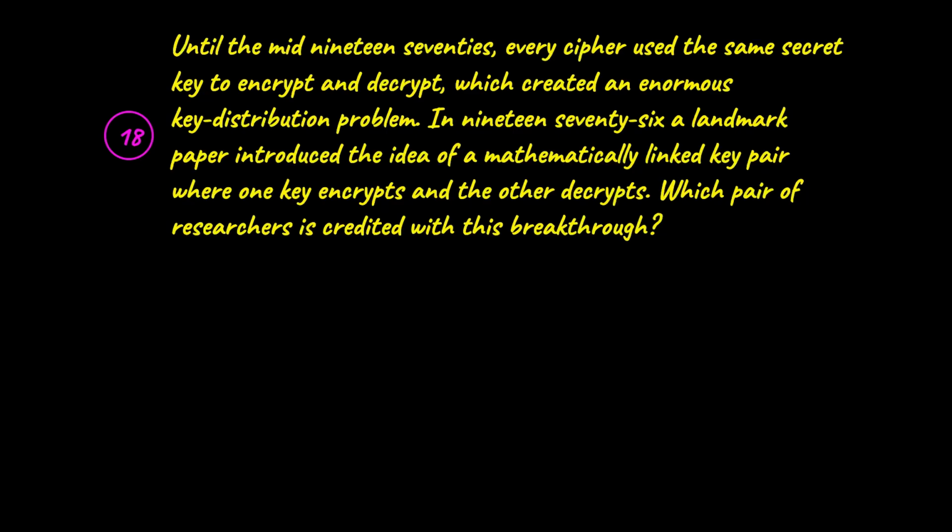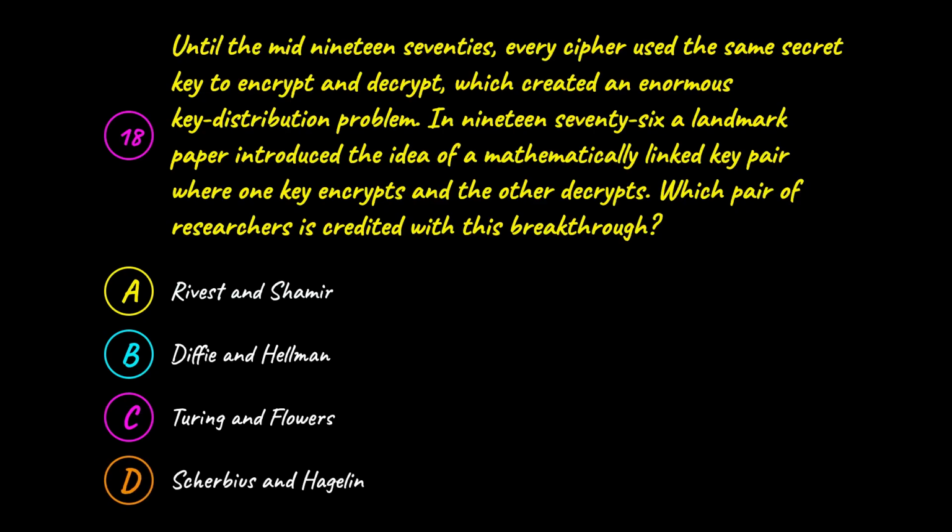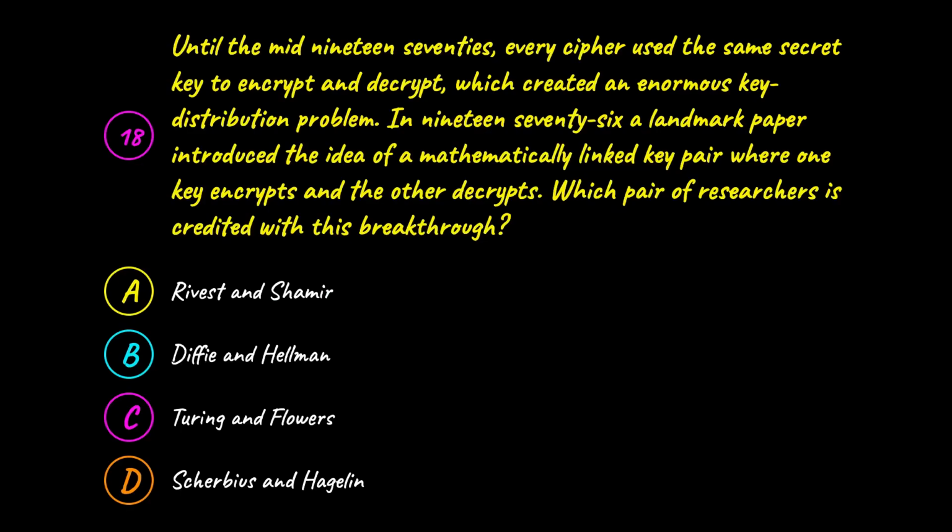Your options are A. Rivest and Shamir, B. Diffie and Hellman, C. Turing and Flowers, D. Scherbius and Hagelin. Take a second. Which answer would you pick?